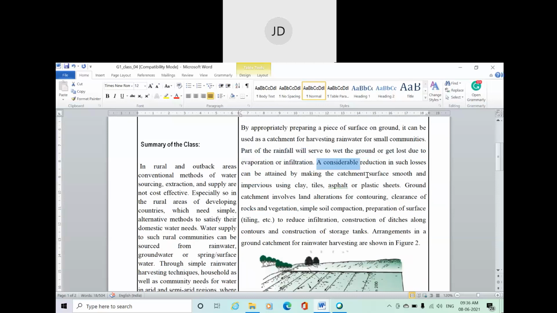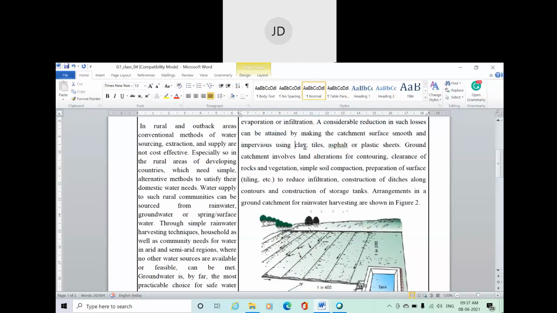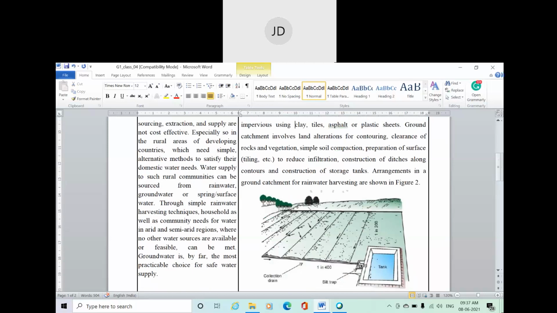A considerable reduction in such loss can be attained by making the catchment surface smooth and impervious using clay and tile. Suppose in this area you are doing rainwater harvesting. You need more water in this tank, so that it can flow as surface runoff and reach this reservoir tank. You don't want most of the water going inside the ground as infiltration. So we need to make this surface impervious. Impervious means it should not allow water to penetrate into the ground. How can you make it? By using clay, tiles, asphalt, or plastic sheet, so that water does not penetrate into the ground and is directly stored in this reservoir tank.